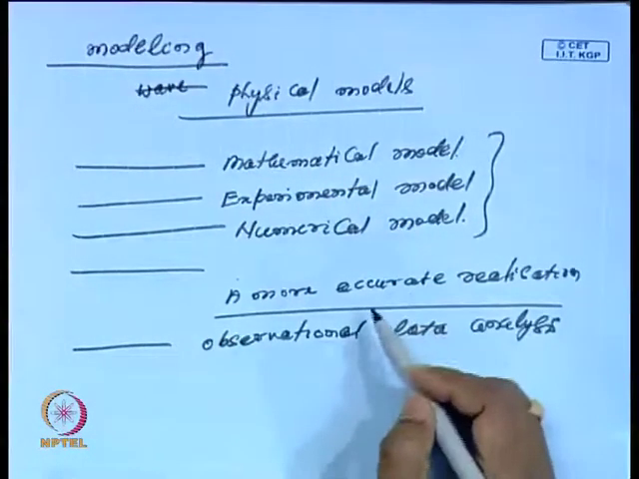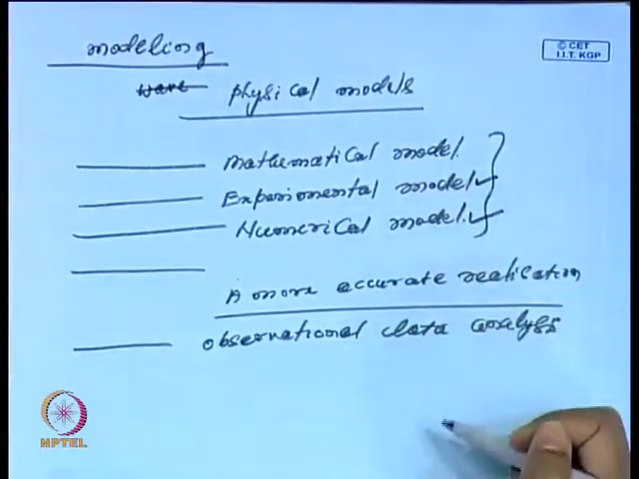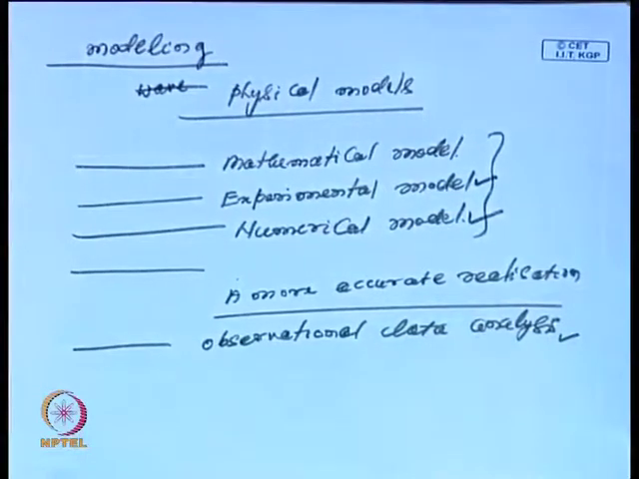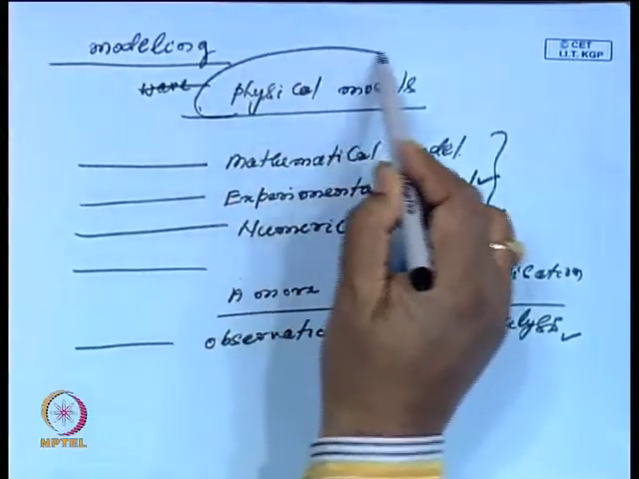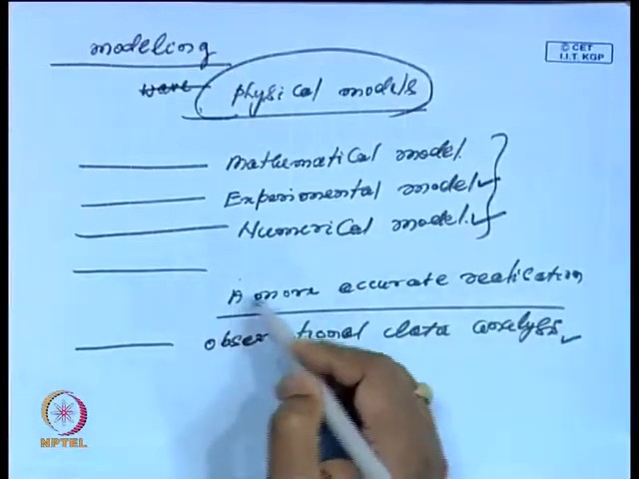the experimental model, the numerical model and the observational data all give results that coincide. Then we say this is one of the most well known physical models, or one that gives a more accurate realization of the problem.